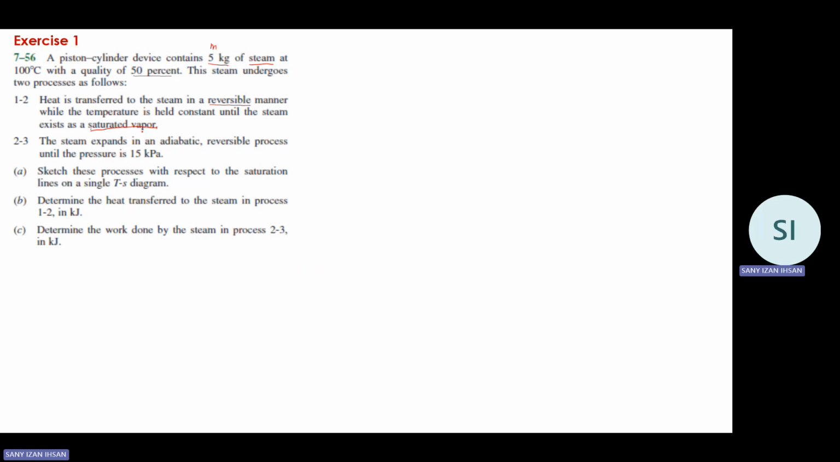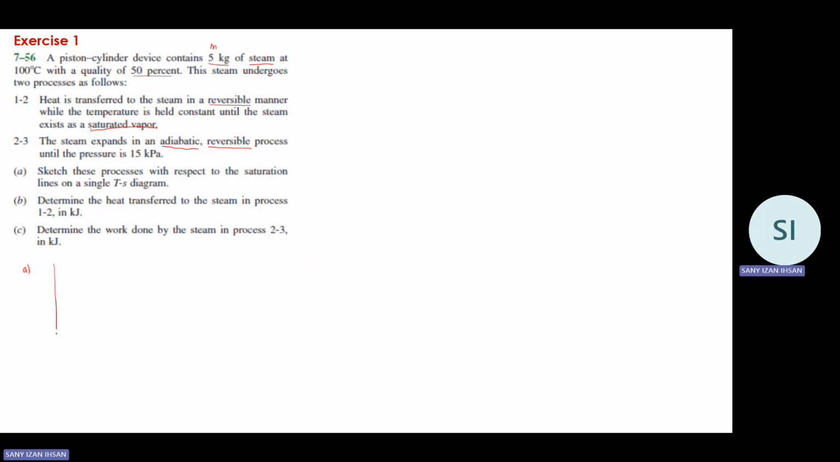So I believe you can describe it in the diagram. And then 2 to 3, the steam expands adiabatically. Remember, no heat transfer, adiabatic, and still a reversible process, until the pressure is 15 kilopascal. So generally, I think we can understand the process, the processes 1 to 2 and 2 to 3. The first question is to sketch the processes with respect to the saturation line on a single TS diagram. Let's try on that part.